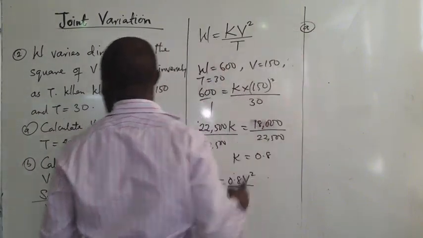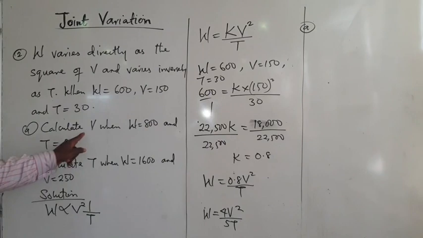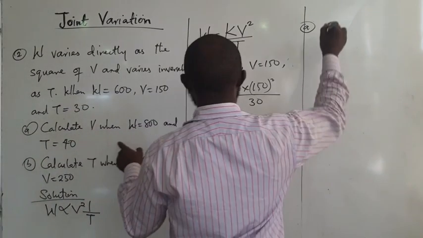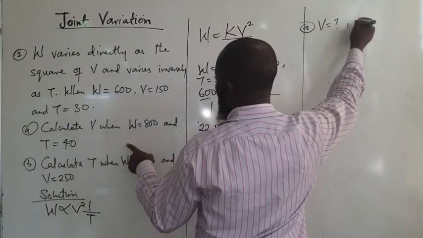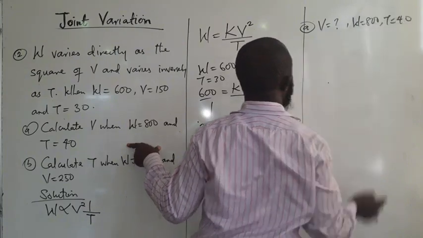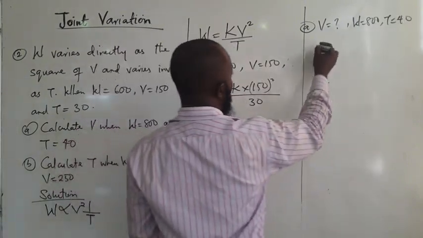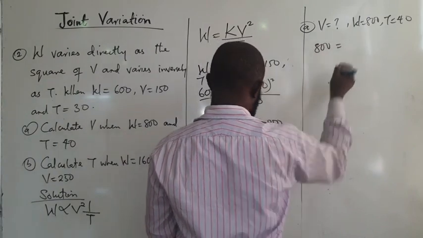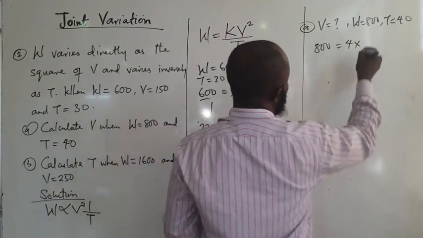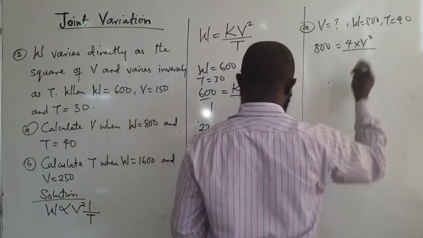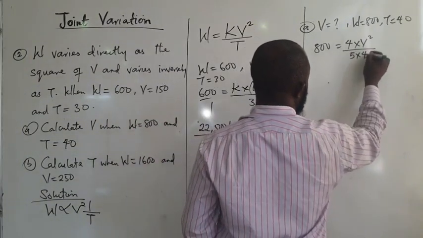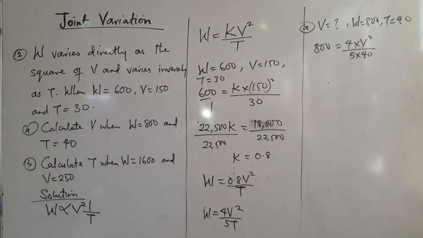Question A asks us to calculate the value of V. Calculate V when W is 800 and T is equal to 40. So we are looking for V. V equals question mark. W is 800 and T is equal to 40. So we make use of this now. That will be W, which is 800, equals 4 multiplied by V squared, V is what we are looking for, divided by 5T, 5 multiplied by T, which is 40. I hope this is clear.